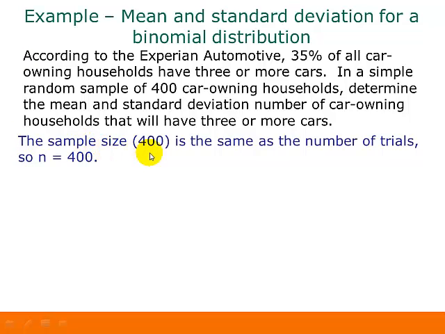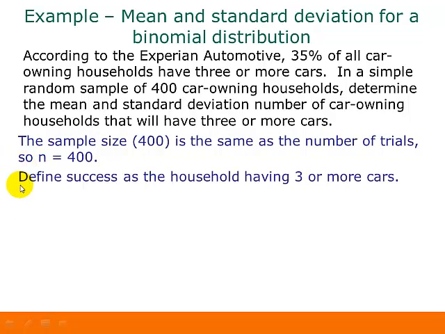In this one, our sample size was 400. That's the same as the number of trials. So n is equal to 400. We're going to define success as the household having 3 or more cars. So p, our probability of success, would be 0.35.